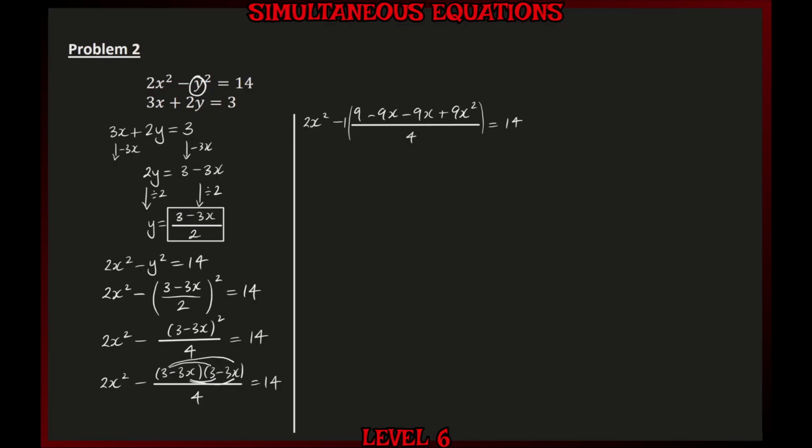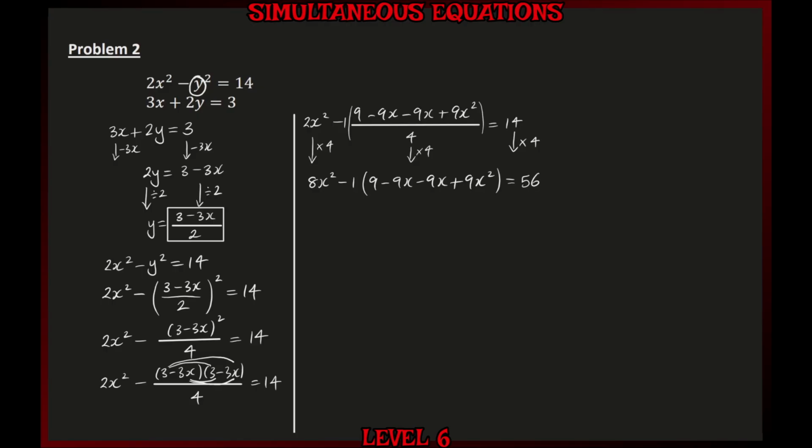So starting with the 2x squared, we're going to multiply that by 4, and that gives us 8x squared. We then have a minus 1 times, and when we multiply the fraction by 4, the denominator just disappears. So we have 9 minus 9x minus 9x plus 9x squared. And that's equal to, and we need to remember to multiply the 14 by 4, which gives us 56.